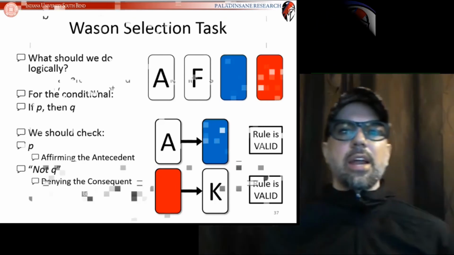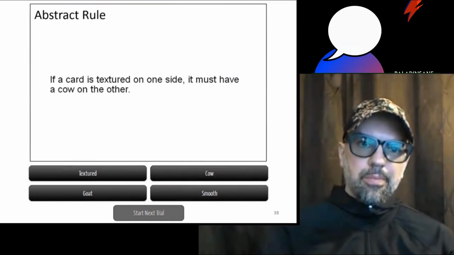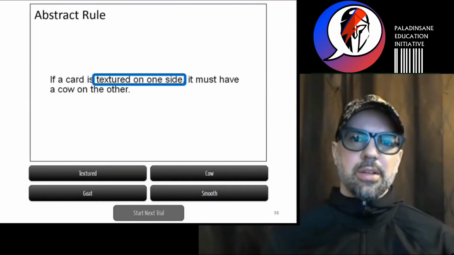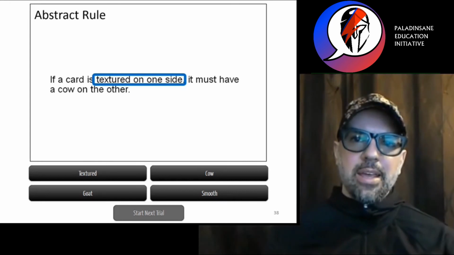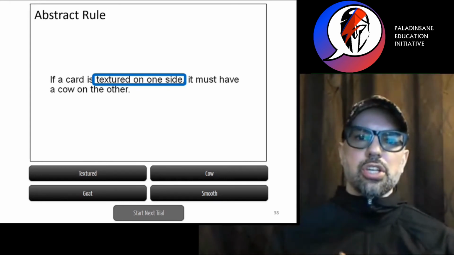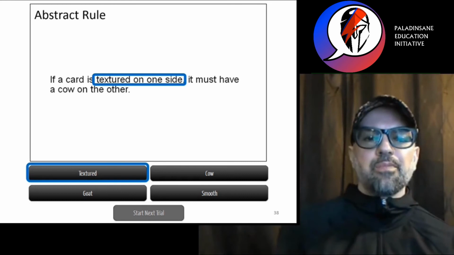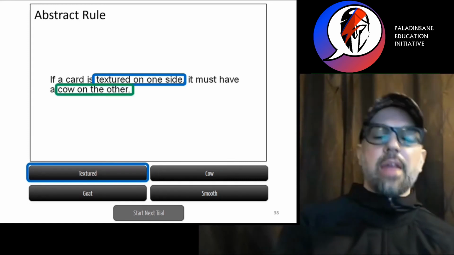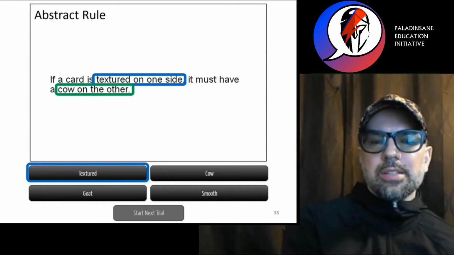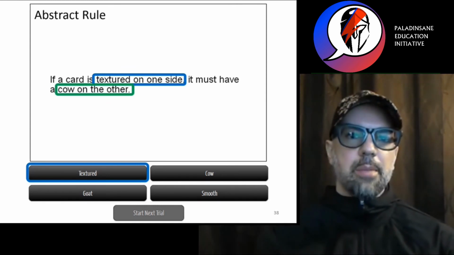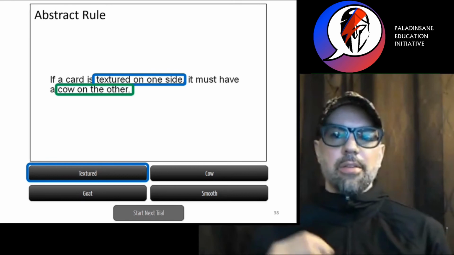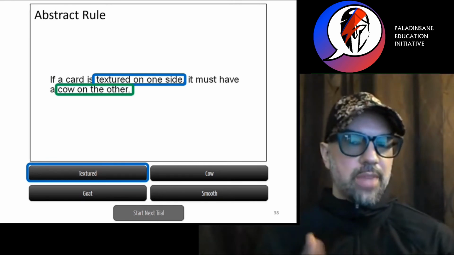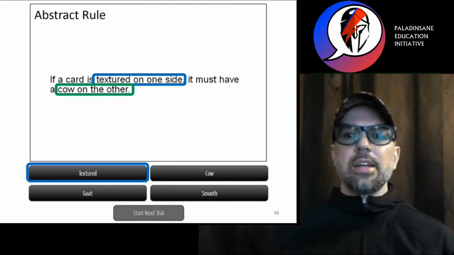So if we take a look at our abstract rules, if a card is textured on one side, that is your P statement. So we should check P if we were going to do this correctly. We should check the textured card and make sure that it has a cow on the other side. Now, cow on the other side is the Q portion of this statement. And according to valid conditional arguments, we shouldn't check Q. That's the mistake. We should check not Q.